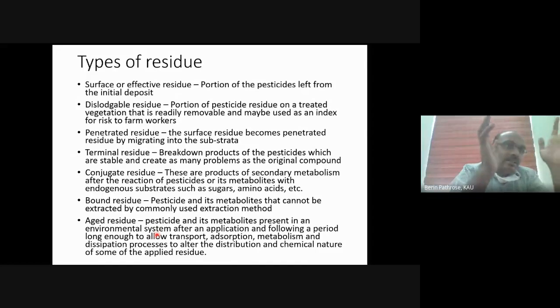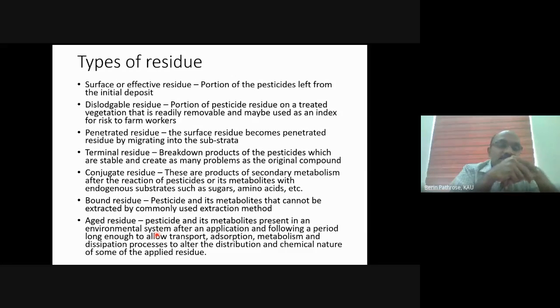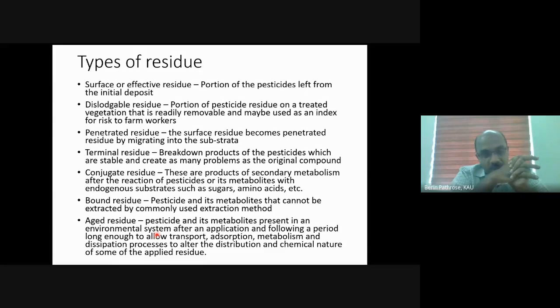We might have sprayed say 1 liter of pesticide onto the crop, but the effective residue will be only a part of it. Some part of the residue must have fallen over to the soil. So surface residue or effective residue is the portion of pesticide left over from the initial deposit. That is immediately after the spray, after the excess pesticide residues have dripped off, whatever else is remaining, that is surface or effective residue.